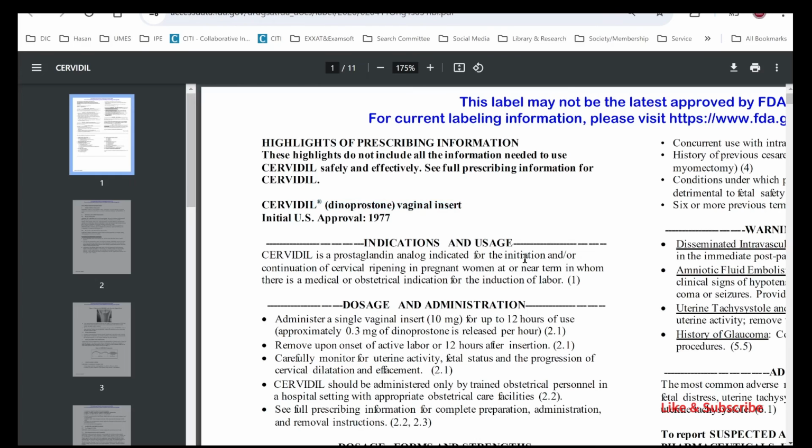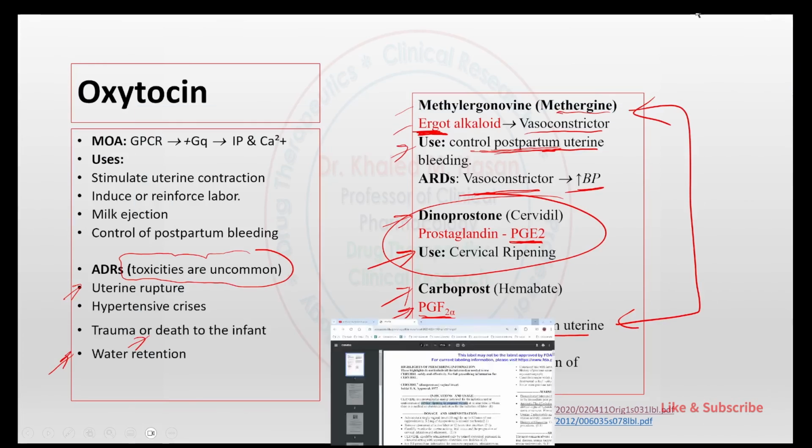We use this medication for cervical ripening in pregnant women near term, in whom there is a medical or obstetrical indication for the induction of labor. So we use it here for cervical ripening to facilitate delivery. This is the first one here. Click on the second one.